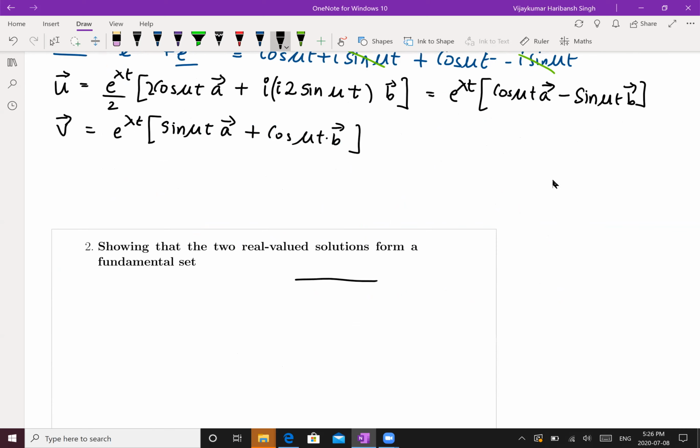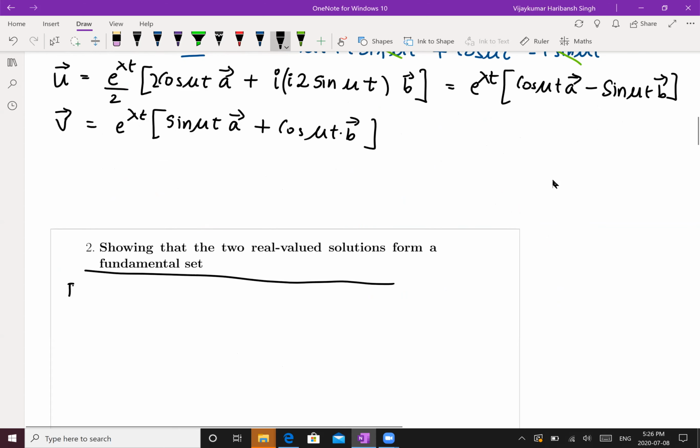So there are two ways to show that. So how do you show that these two form a fundamental set? So either show that, compute the Wronskian of U and V and show that it's non-zero. Or notice the following, or observe.